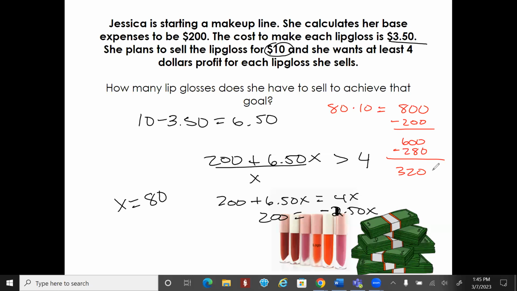So this is your answer. Wait a second. Yep. I'm still confused as to why we're subtracting that.